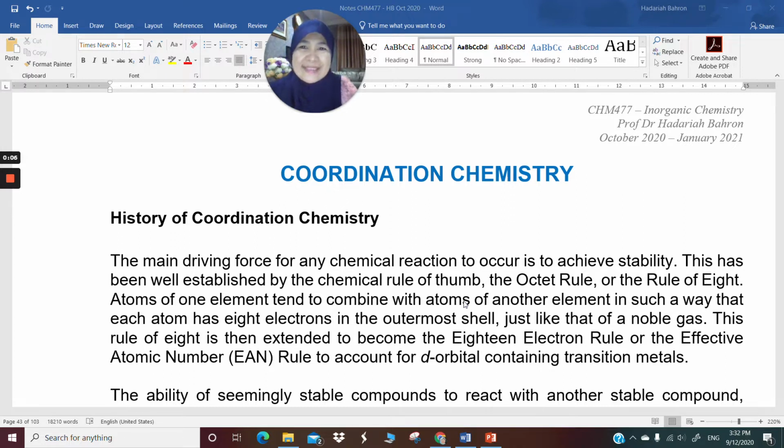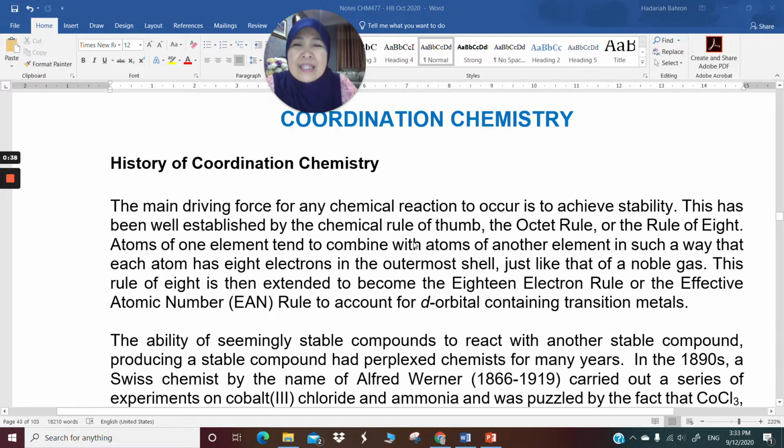We meet again in CHM 477. This is my lecture number 10 for this subject of inorganic chemistry. And for lecture 10, I'm going to be talking about coordination chemistry. Now, coordination chemistry is the field of inorganic chemistry that deals with transition metal complexes.